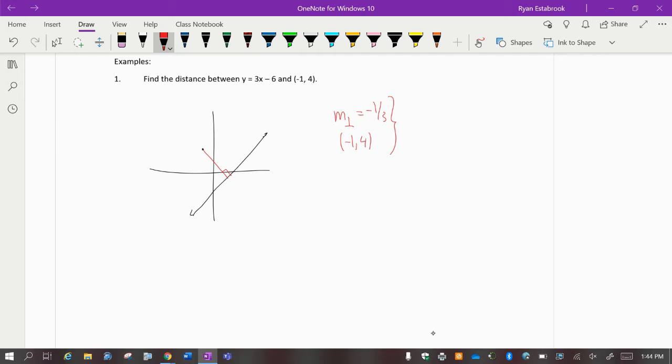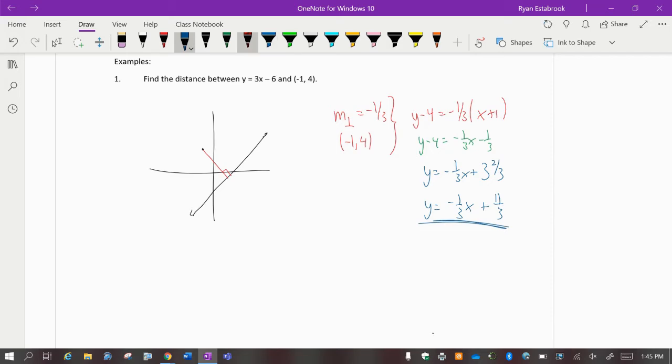So I can write the equation of that line. I'll start with point slope form. So y minus y1 equals the slope times x minus x1. And now I'll do some algebra on this. y minus 4 is -1/3 times x plus 1, so -1/3 x minus 1/3. Add 4 to both sides. y equals -1/3 x, and if we add 4 to the minus 1/3, we get 3 2/3. And I prefer improper fractions, so that's going to be 11/3. That's the equation of this line.